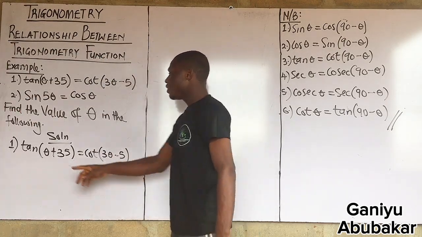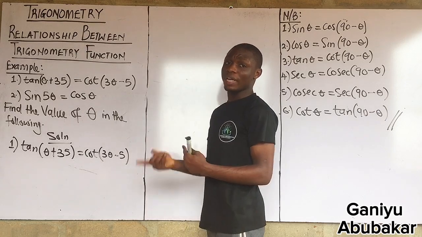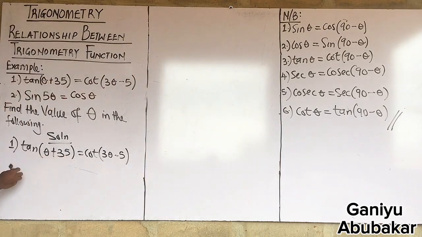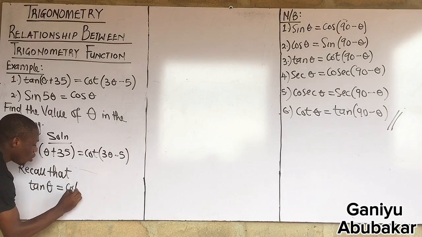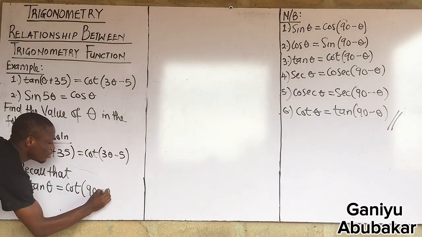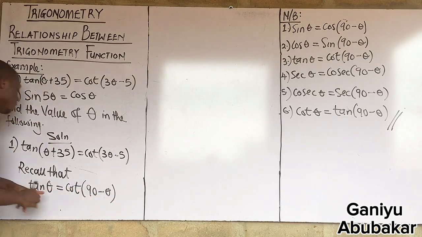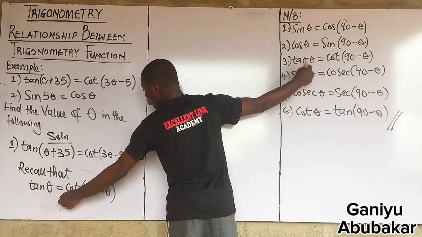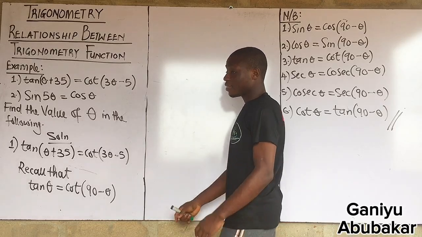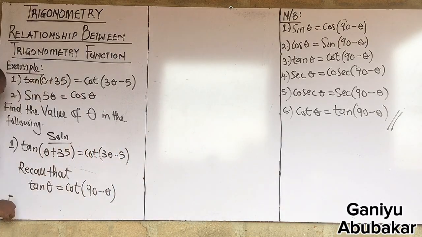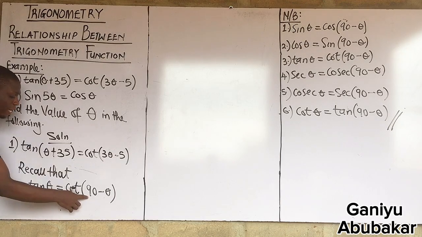What do we know first? This tan theta can be expressed in another way. We recall that tan of any angle is equal to the cot of the complement, which is 90 minus theta. Observe this formula. So from here, anywhere I see tan theta, I will replace it with cot of 90 minus theta.